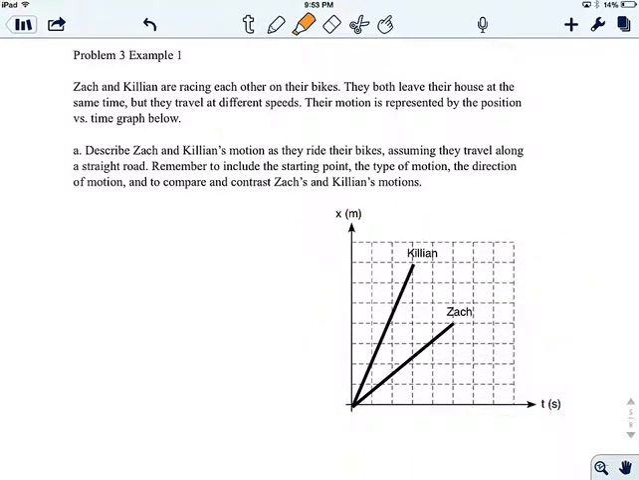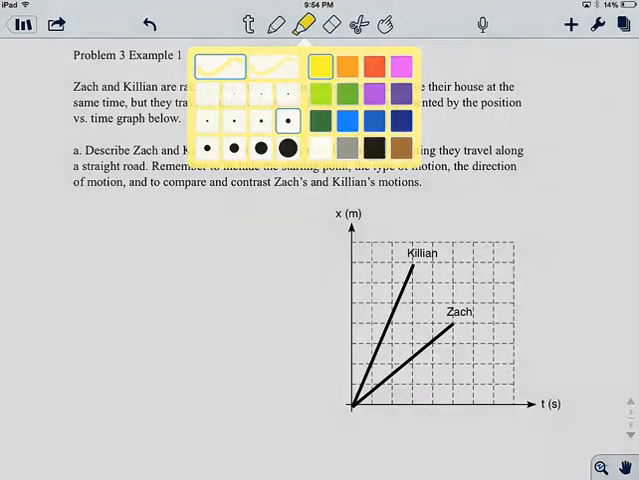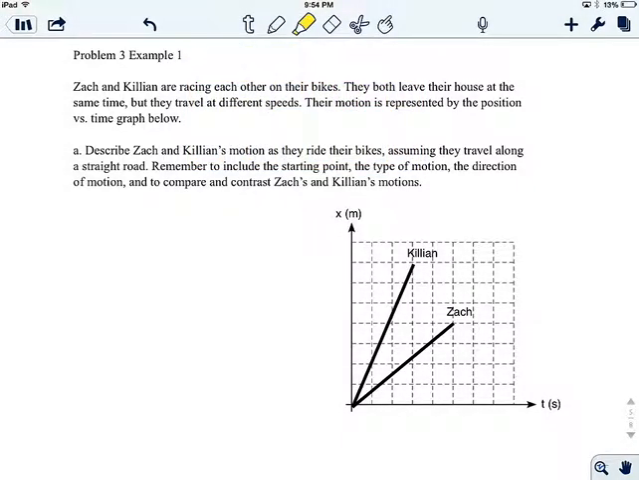Now it says describe Zach and Killian's motion as they ride their bikes, assuming they travel along a straight road. Remember to include the starting point, the type of motion, the direction of motion, and to compare and contrast Zach and Killian's motion. So let's break this down into parts. First it wants me to include the starting point. Okay, so I'm going to go ahead and start writing here.